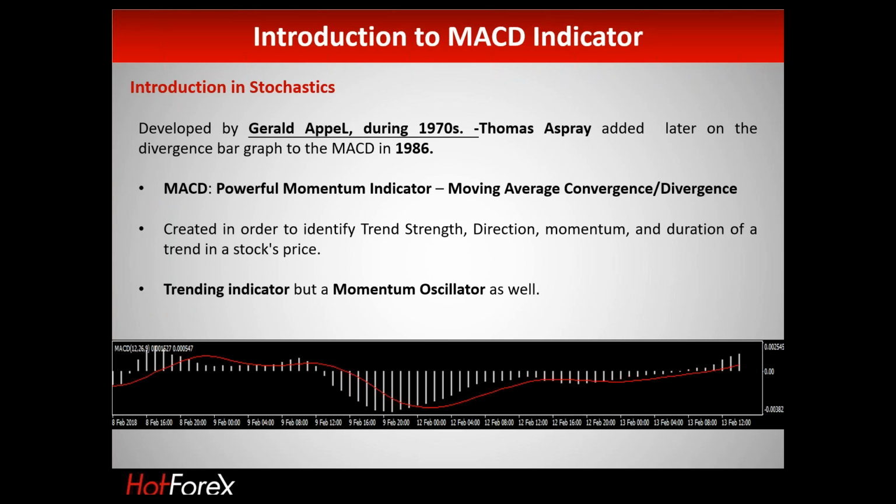MACD is an indicator which was initially developed by Gerald Appel in the 1970s. However, if you notice, the MACD indicator here is combined with a histogram and a line. That histogram, that bar chart graph, was later added by Thomas Aspray in 1986.